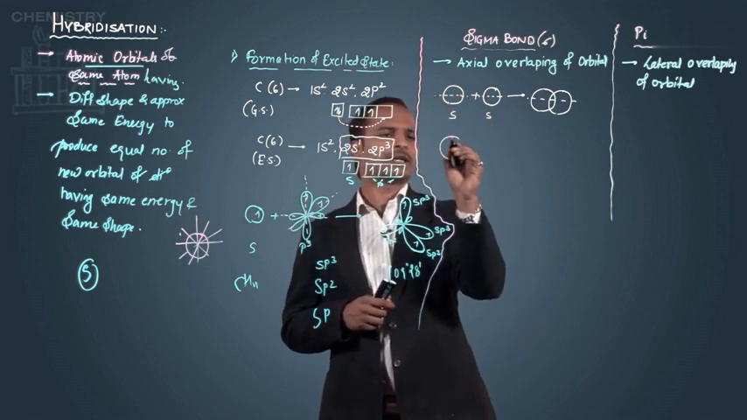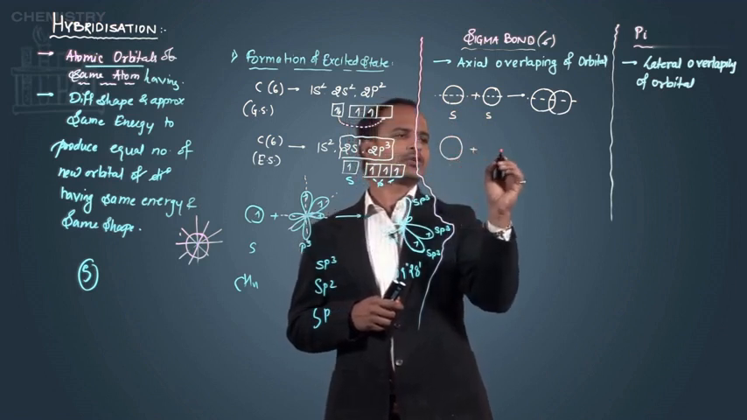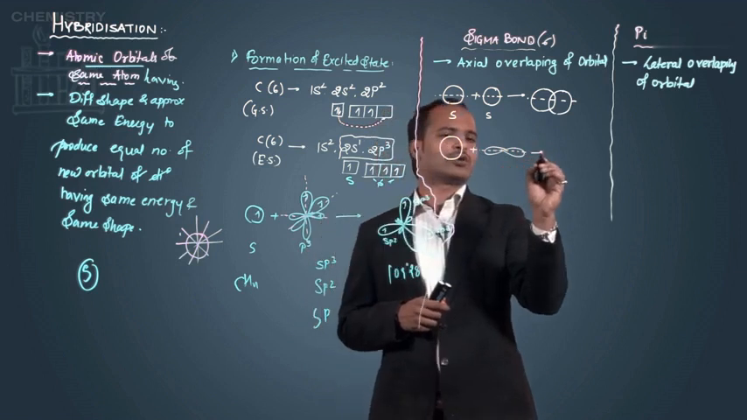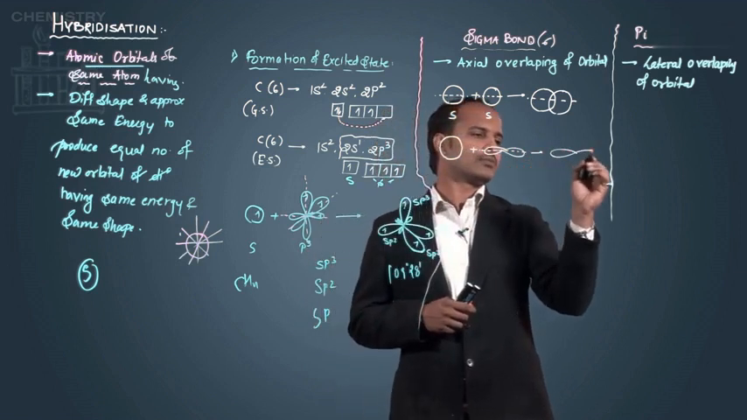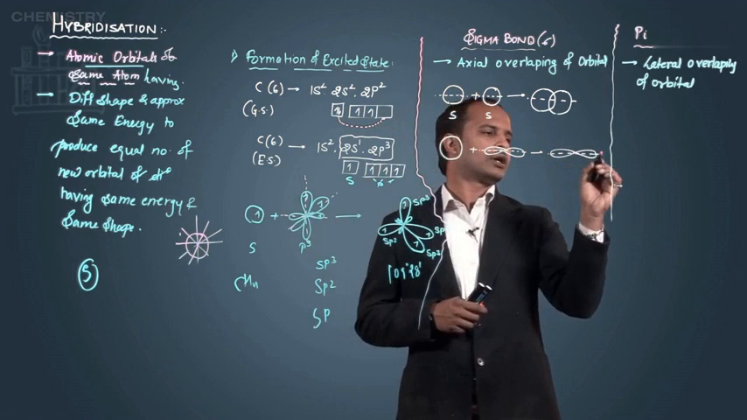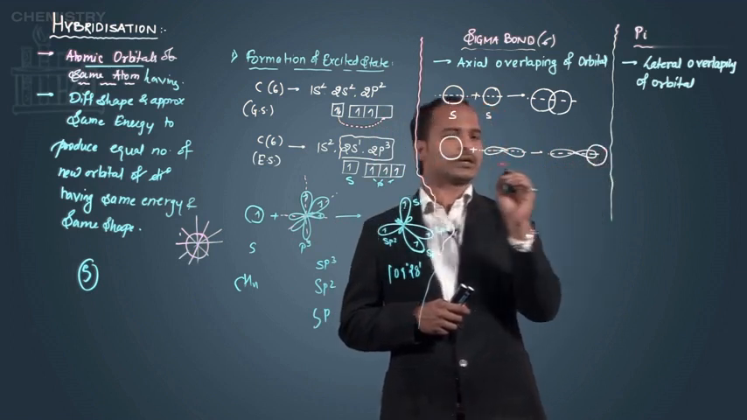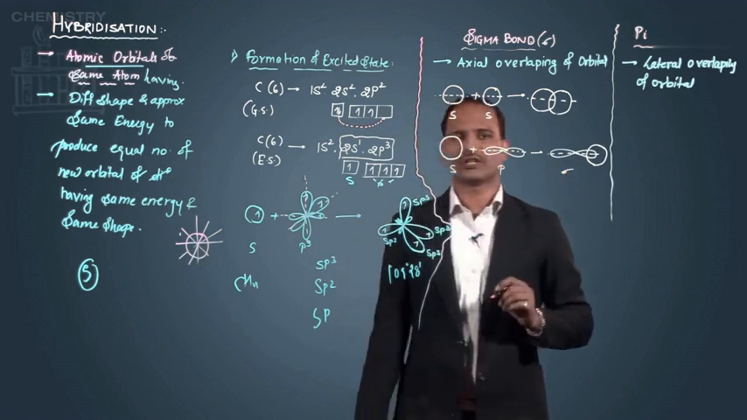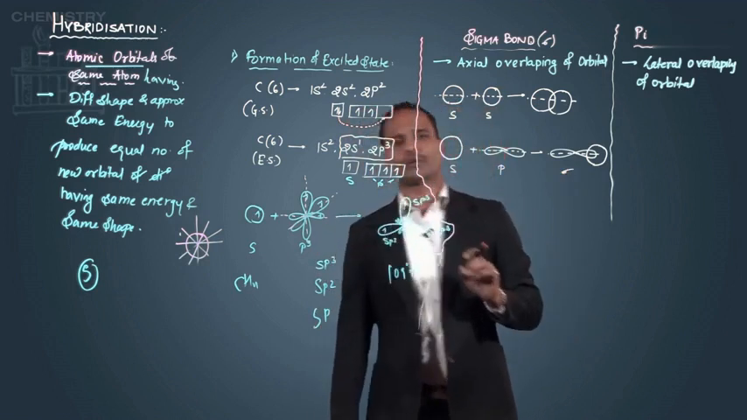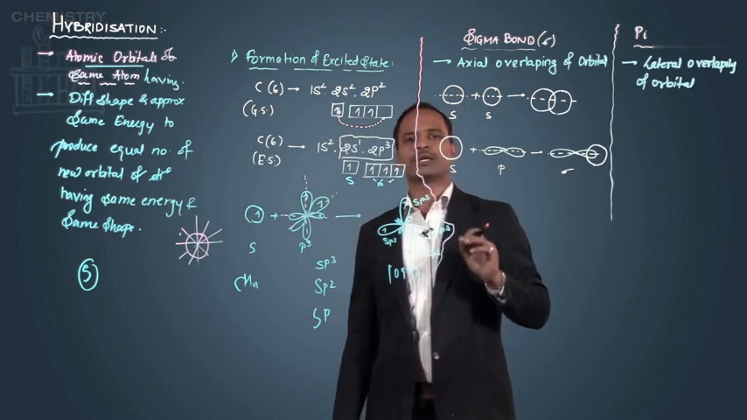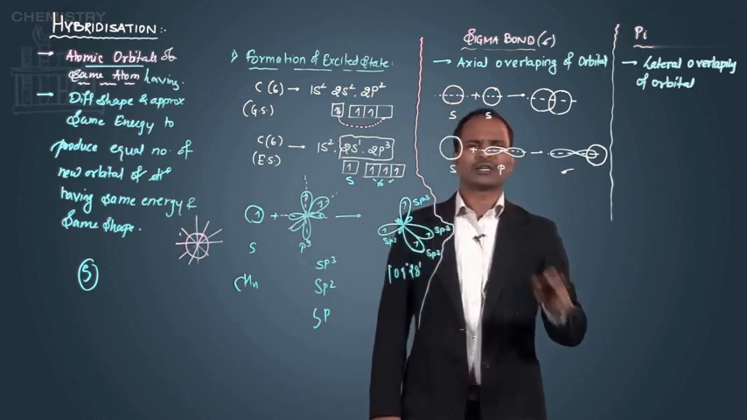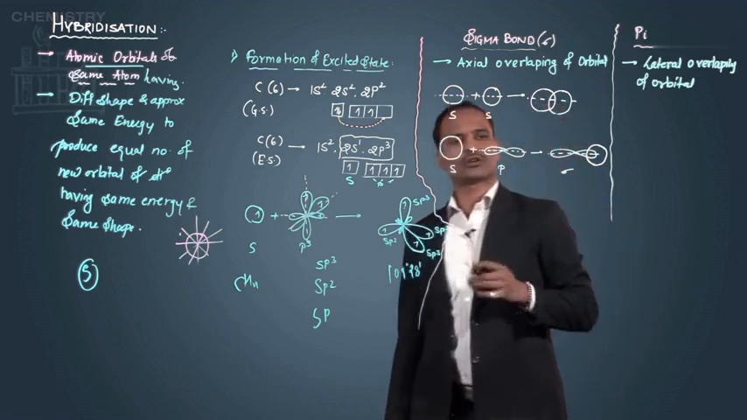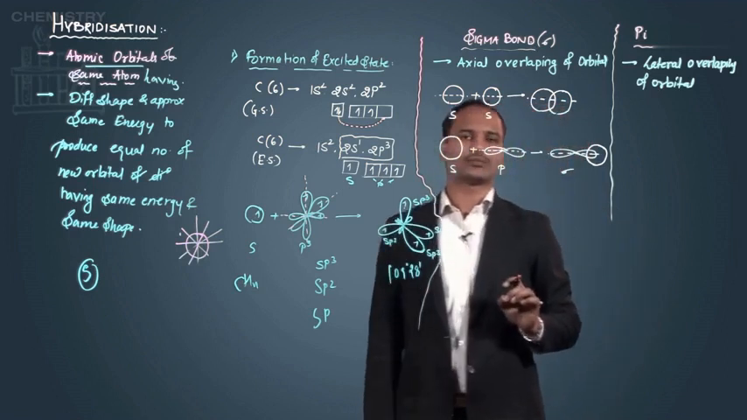Similarly, an s orbital and a p orbital. This is the s orbital and this is the p orbital. This is the axis of this p orbital. Now the overlapping will be like this, and here the s orbital is overlapping. Again, whenever an s orbital and a p orbital overlap, the bond formed is always a sigma bond. Means out of two orbitals which are overlapping, if any orbital is an s orbital, the other can be anything, but the bond is fixed: it is going to be a sigma bond.